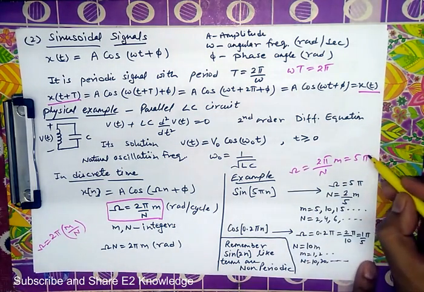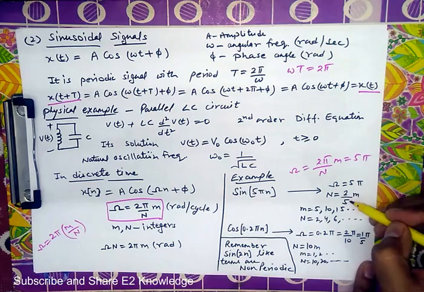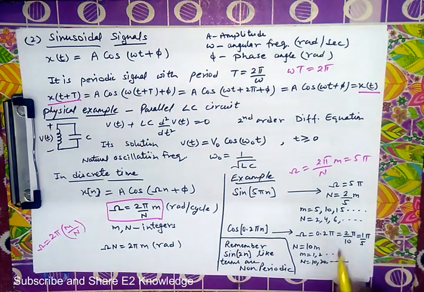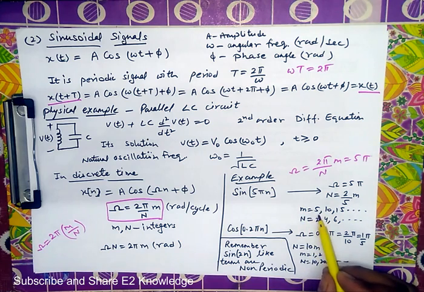So after calculating this, it comes out to be N equal to 2 by 5 m, where m is an integer. Now, but capital N, that is the fundamental period, should also be an integer, and it comes only when small m varies as 5, 10, 15 and so on. So capital N becomes 2, 4, 6 and so on.